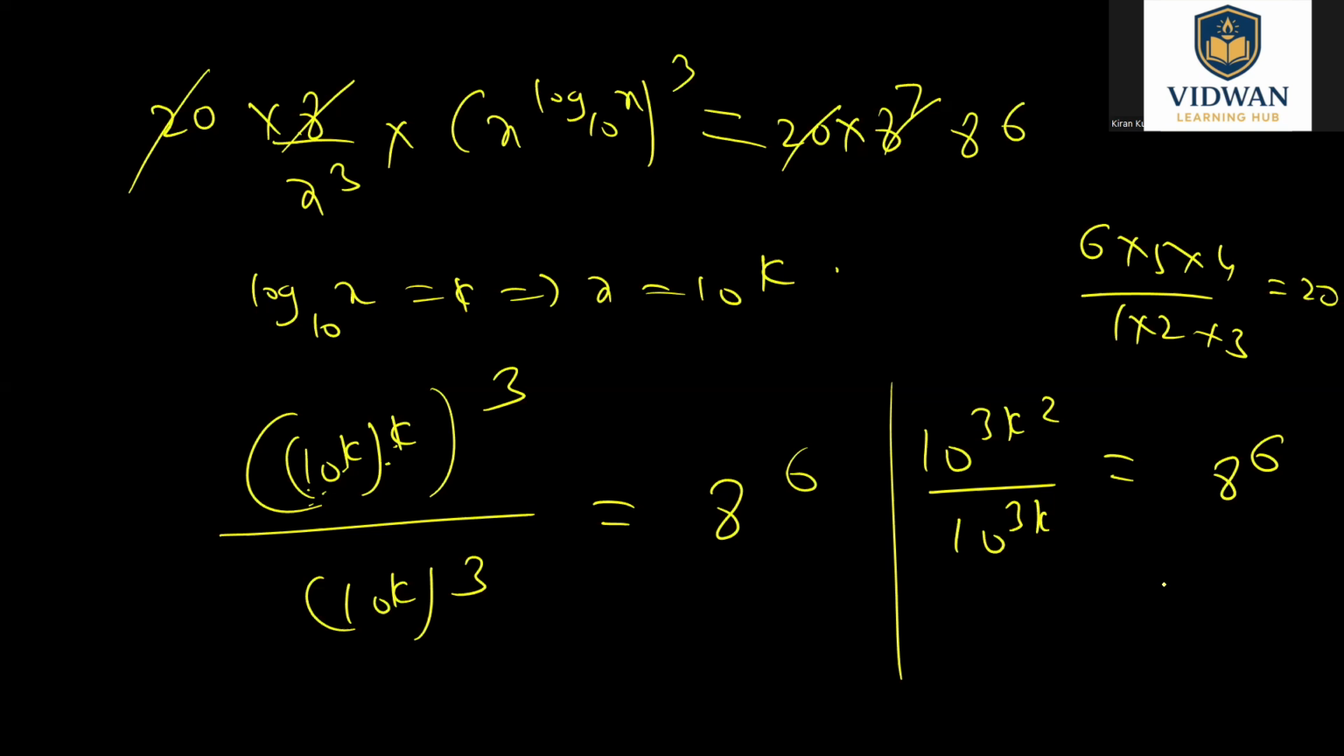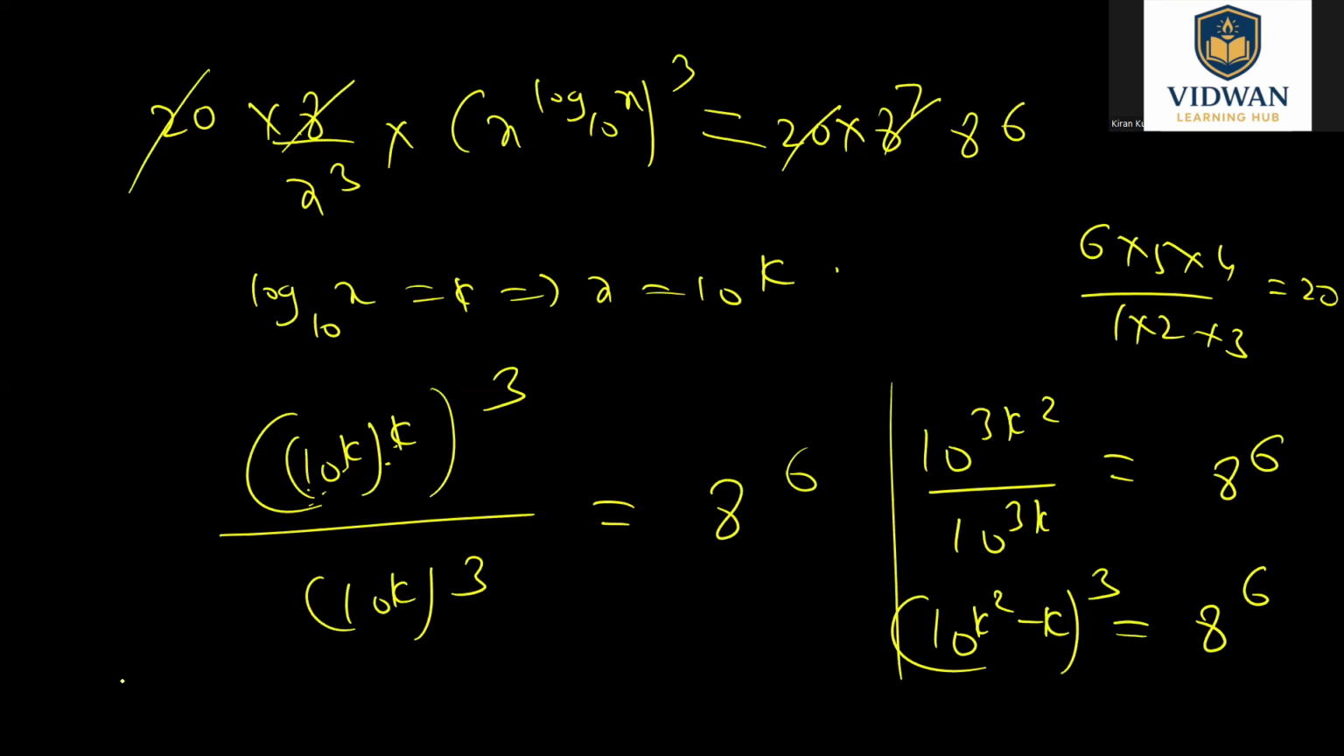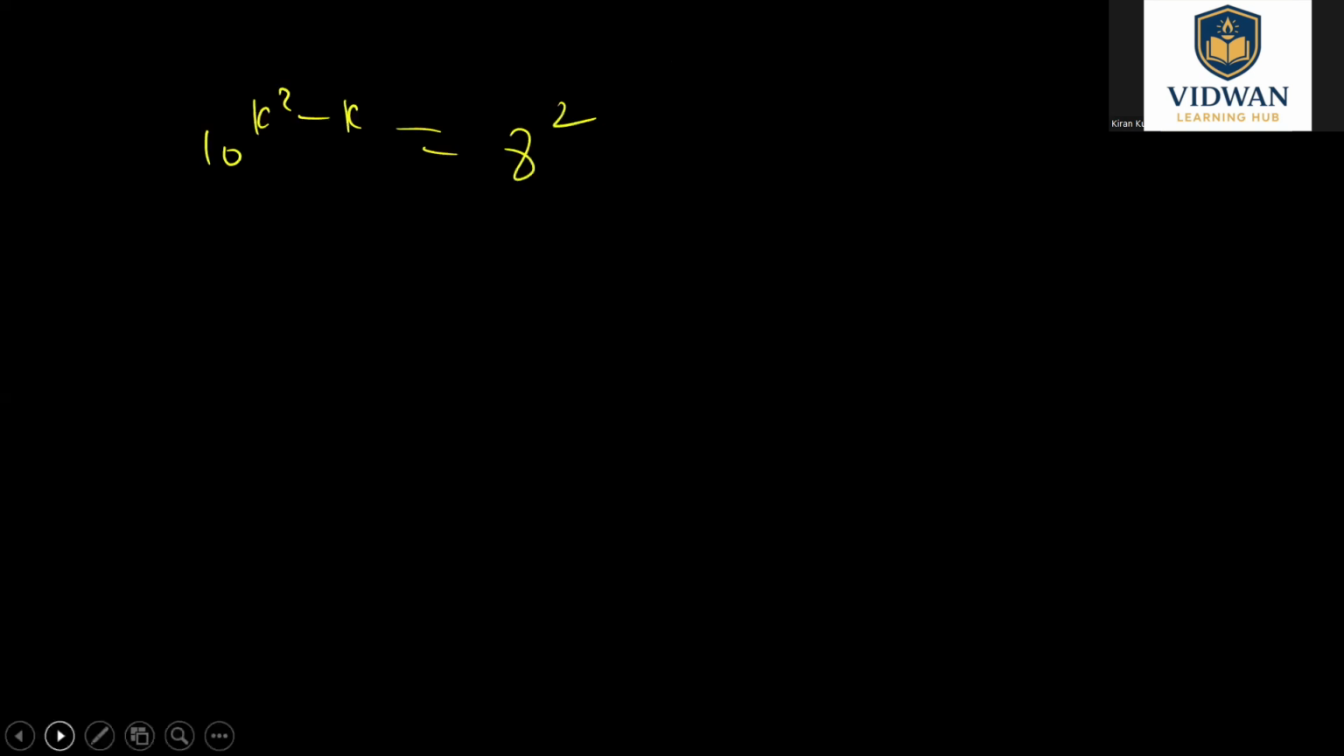Taking cube root on both sides, you can write (10^(k²-k)) whole cube, and here it's 8^6. So you cancel this, and it will become 8². So 10^(k²-k) is equal to 8². What is the value you are supposed to find out? x, which is actually 10^k. So how do you find the value? 10^(k²) will be equal to 64 into 10^k. So which value is satisfying this?